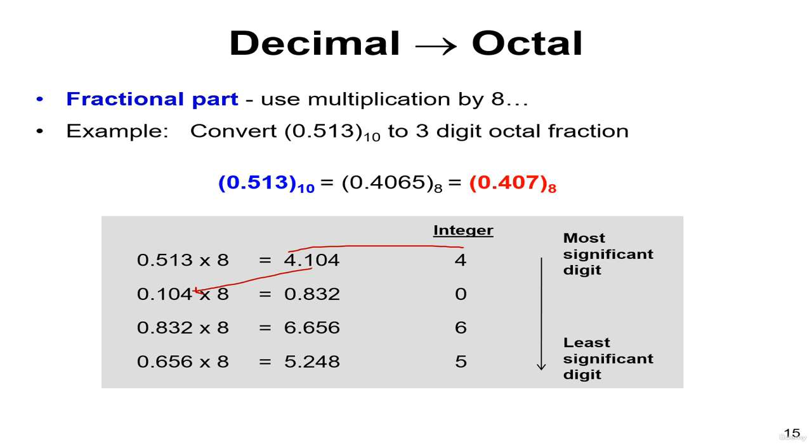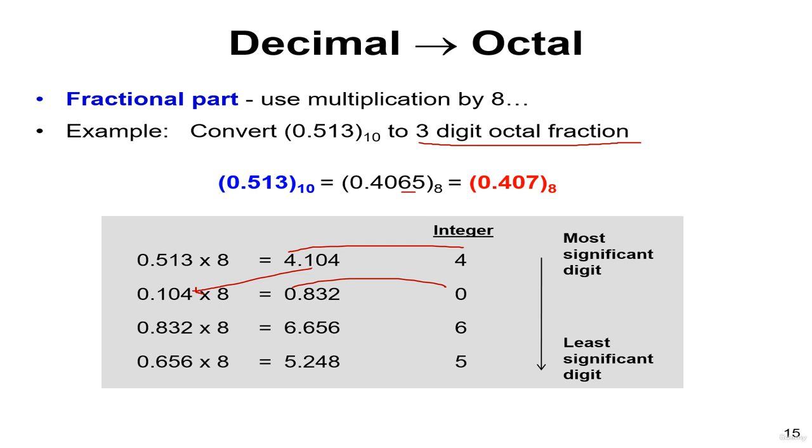So 0 is noted over here. 0.832 multiplied by 8 gives us 6.656. 6 is noted over here, and 0.656 multiplied by 8 gives us 5.248, right? The number of digits is actually specified. We are going to convert it to 3 decimal places, right? So 0.4065 would be rounded off to 0.407, right?